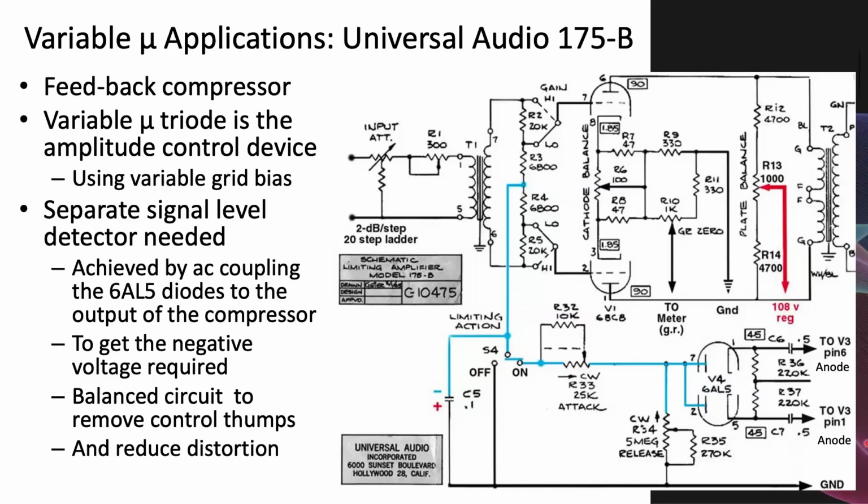You do need a separate signal detector, which is achieved here. This is essentially two diodes doing full wave rectification of the signal from the output of the compressor, which is again off to the right of the screen.